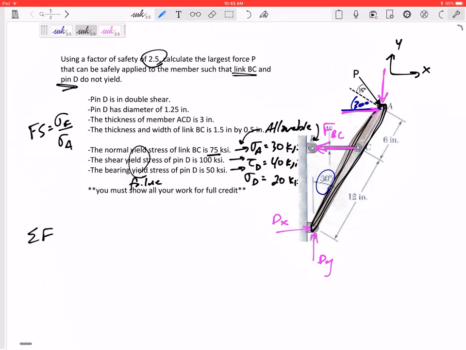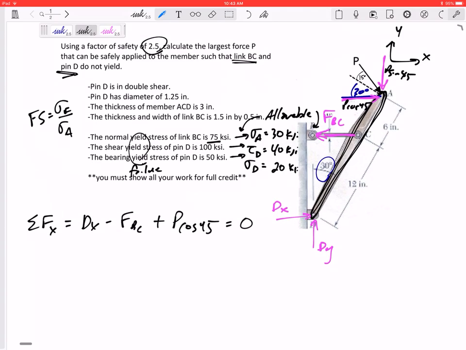Okay. All right, summing the forces. Looking at this free body diagram, remember A, C, D. Summing the forces in X would be Dx minus FBC, and then plus the X component of that force P, P cosine 45, equals 0. Ugh. Okay, a lot of unknowns right there, but let me continue.